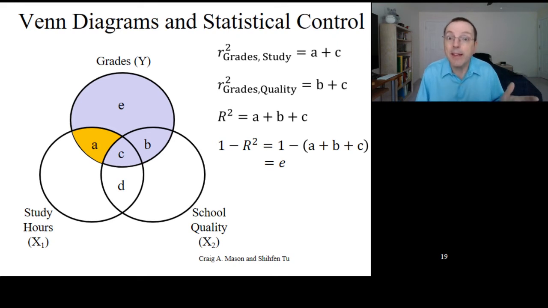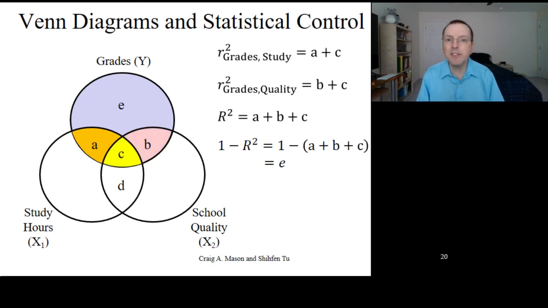That's exactly what A is. A is what's left over. It's that leftover effect of study hours on grades after we've removed the effect of school quality. It's like we've taken a bite, right, out of the effect of study hours. A is uncorrelated with school quality. It's completely unrelated to it, right? It's that part of the variability in grades that's solely and uniquely related to study hours.